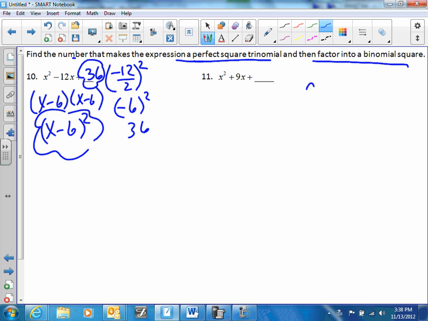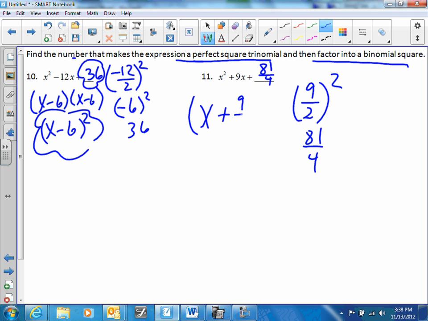Here, you're going to take half of 9 and square it, so that's 81 over 4. So that goes 81 over 4. That means this is x plus 9 over 2 squared. I want you to notice that this goes right here. The negative 6 went right here. And that's how you make a square binomial, okay?